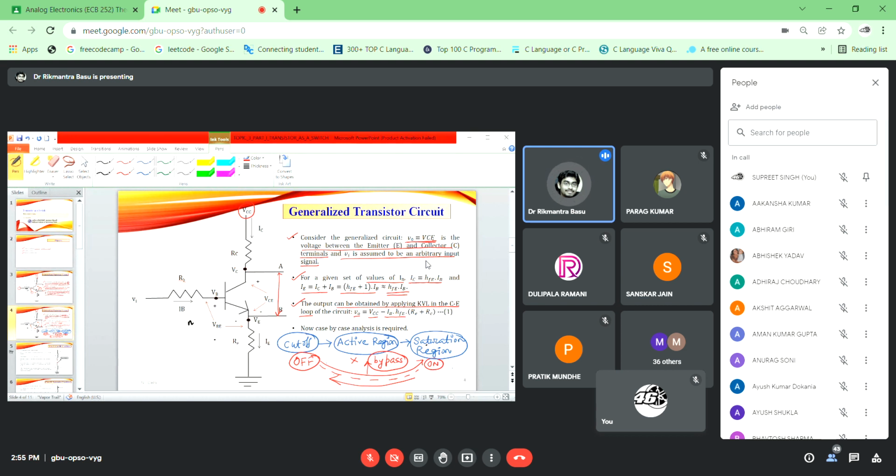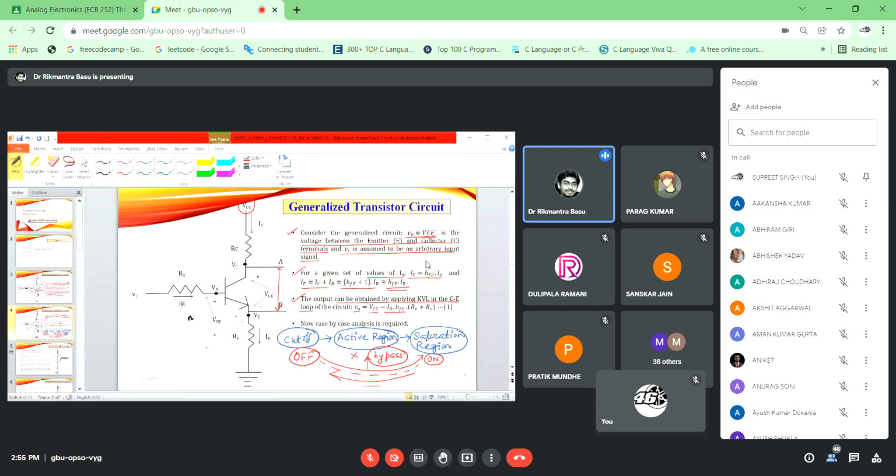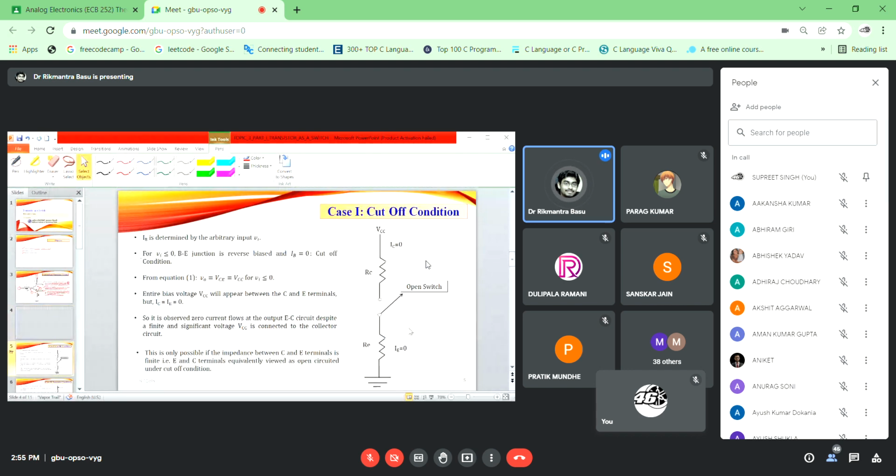So that is, we have to transfer the transistor between on and off by bypassing the active region. So let's start. That's why we have to go for case by case analysis. That means the cutoff region analysis as well as the saturation region analysis. First one, the cutoff condition.